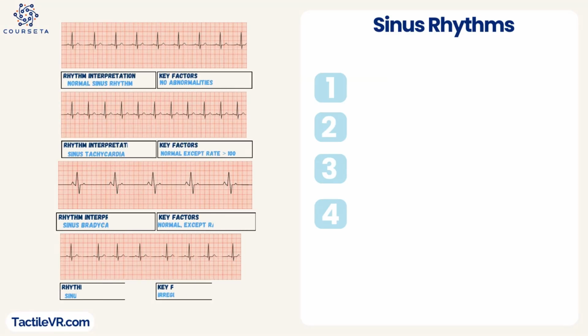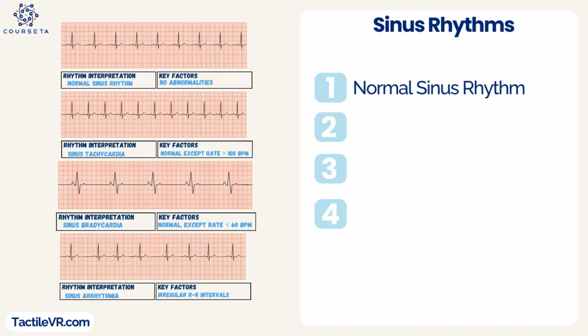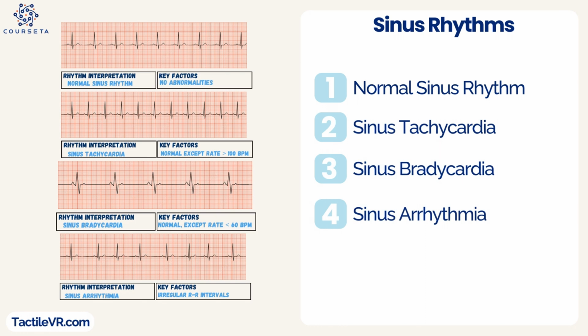Now let's first start with sinus rhythms. Now sinus rhythms, your options are normal sinus rhythm, so this is your normal rhythm. And then we have sinus tachycardia, sinus bradycardia, and sinus arrhythmia.